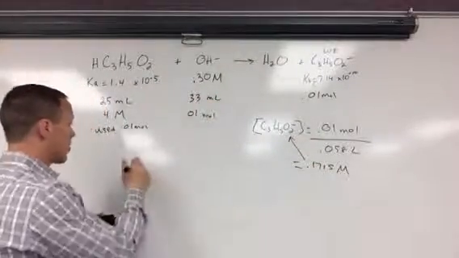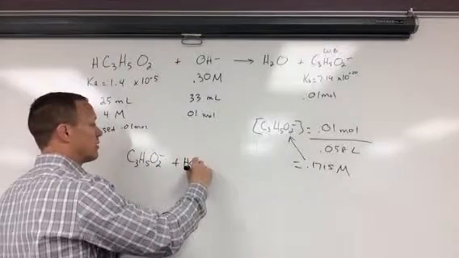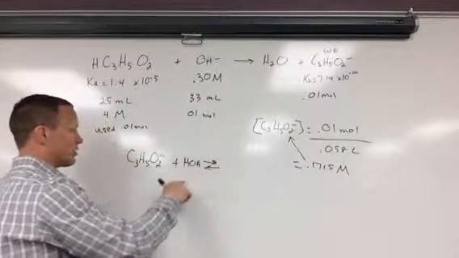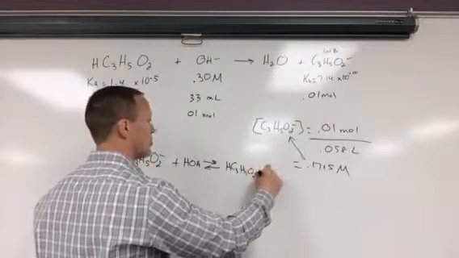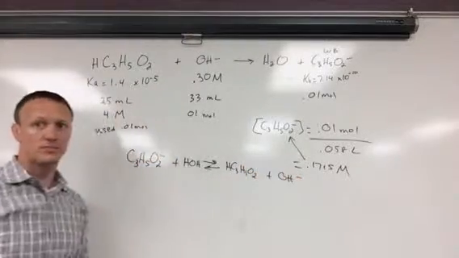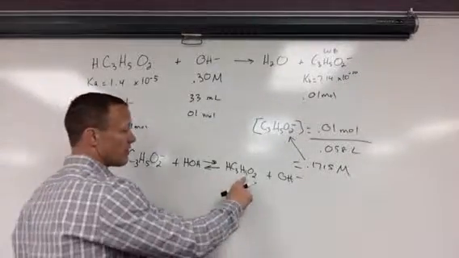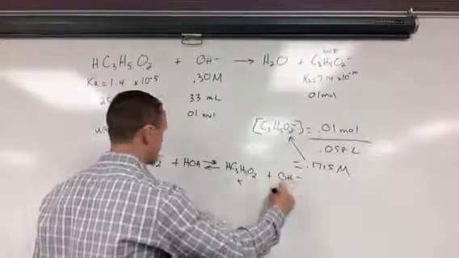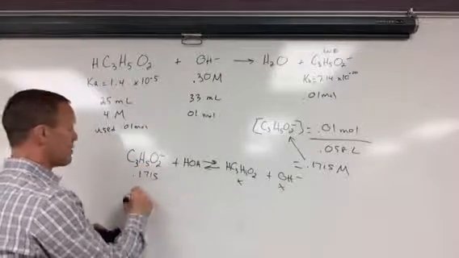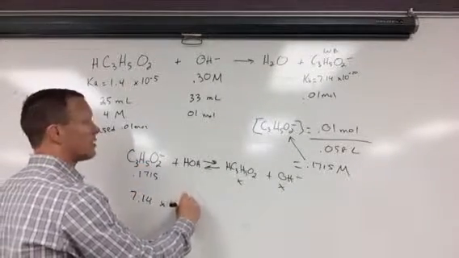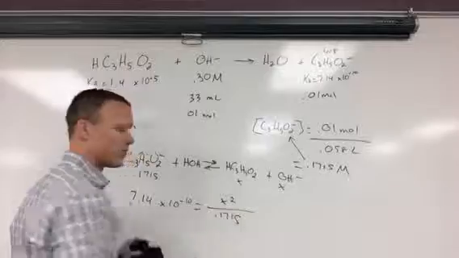So remember, a weak base will partially dissociate according to this equation. So it's going to take a hydrogen from water, HC3H5O2 plus OH negative ions. So I can use my Kb. My Kb would be equal to this concentration times this concentration, so X times X, all over this concentration, which we know is 0.1715. So Kb 7.14 times 10 to the negative 10 equals X squared over 0.1715.